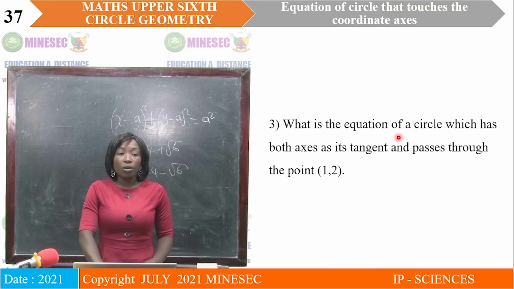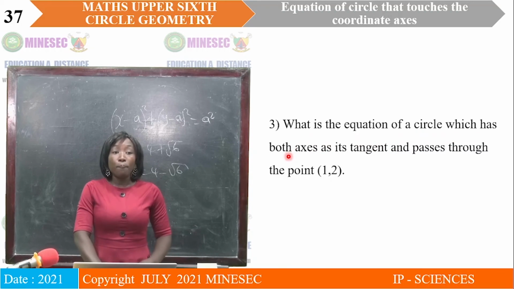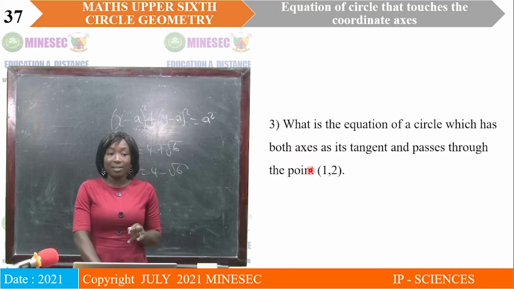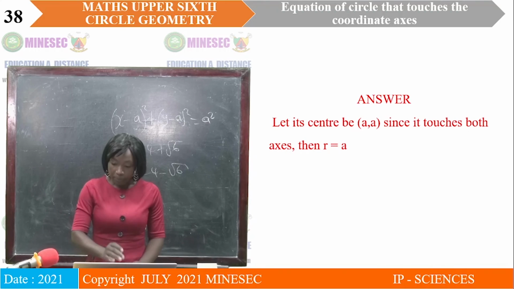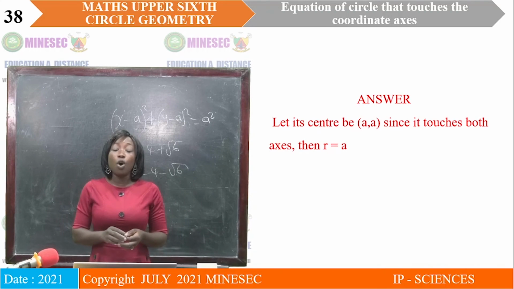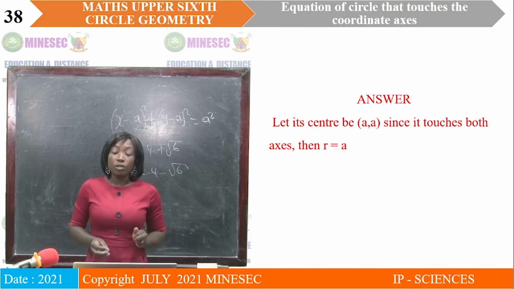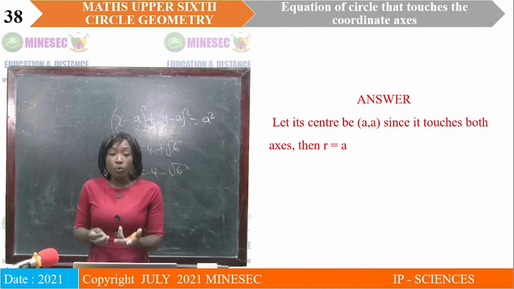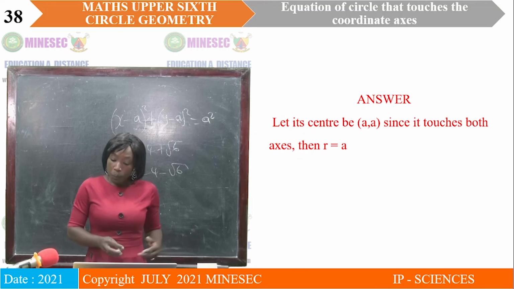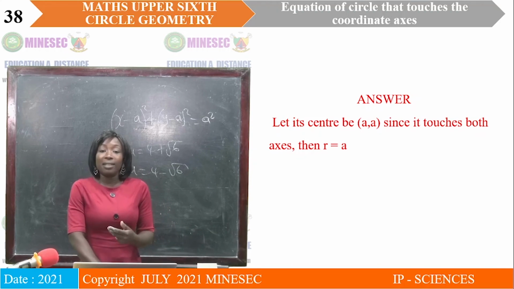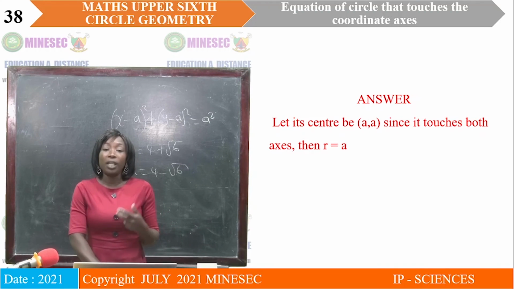What is the equation of a circle which has both coordinate axes as its tangent and passes through the point 1, 2? Okay, since we don't know the center of the circle, we don't know the radius, and those are the two things we need in order to write the equation of the circle, we will let the center of the circle we want to write be (a, a).